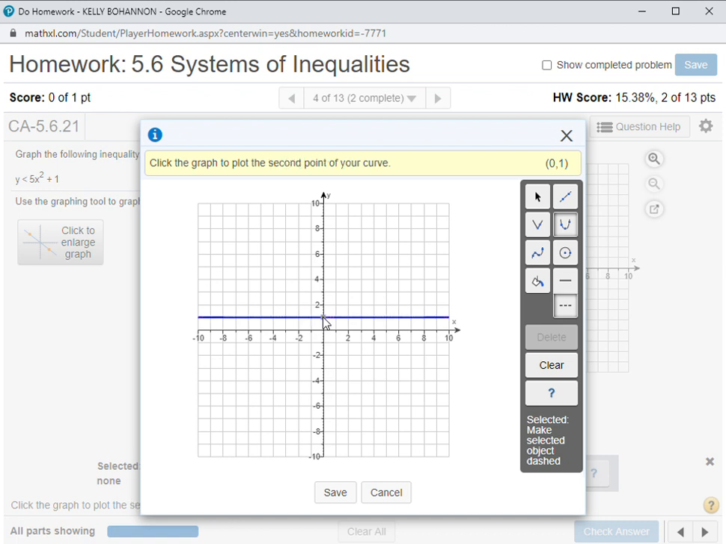So now I just need to find 2 other dots. What I would do is take 1 and plug 1 into the equation. So I'm going to use x as 1. 5 times 1 squared is 5, plus 1 is 6. So where x is 1, y is 6.